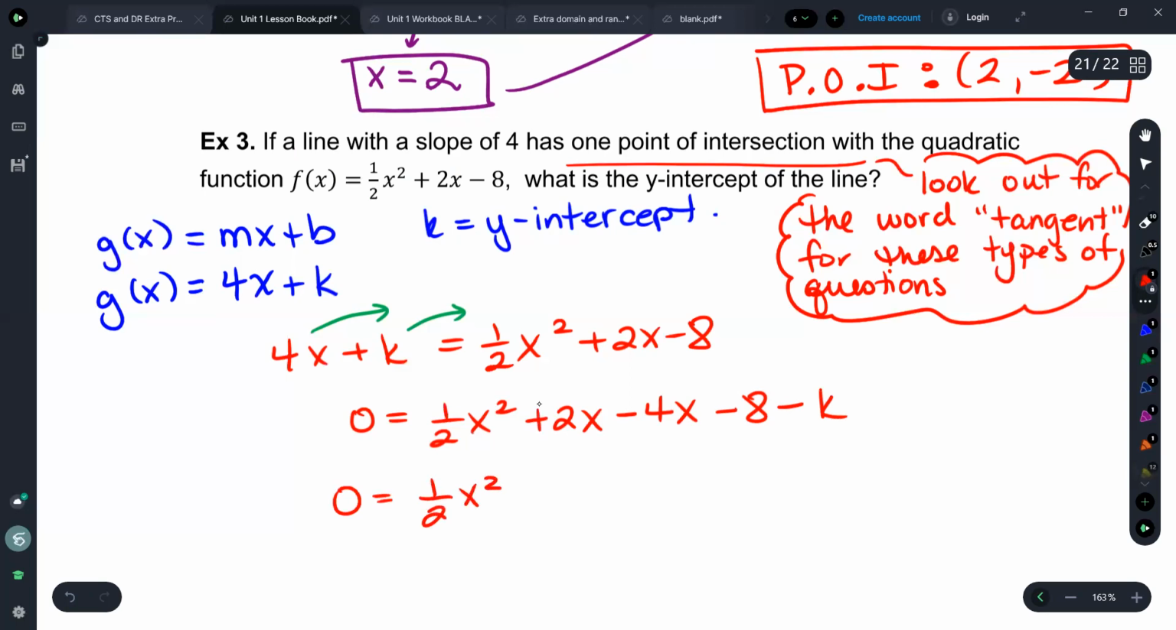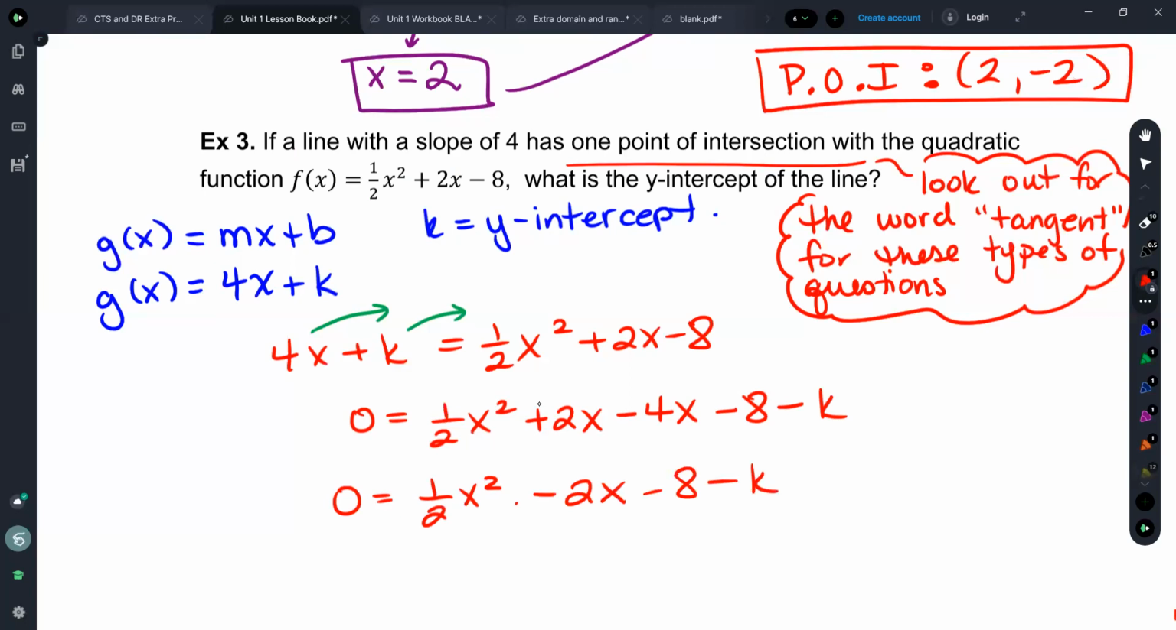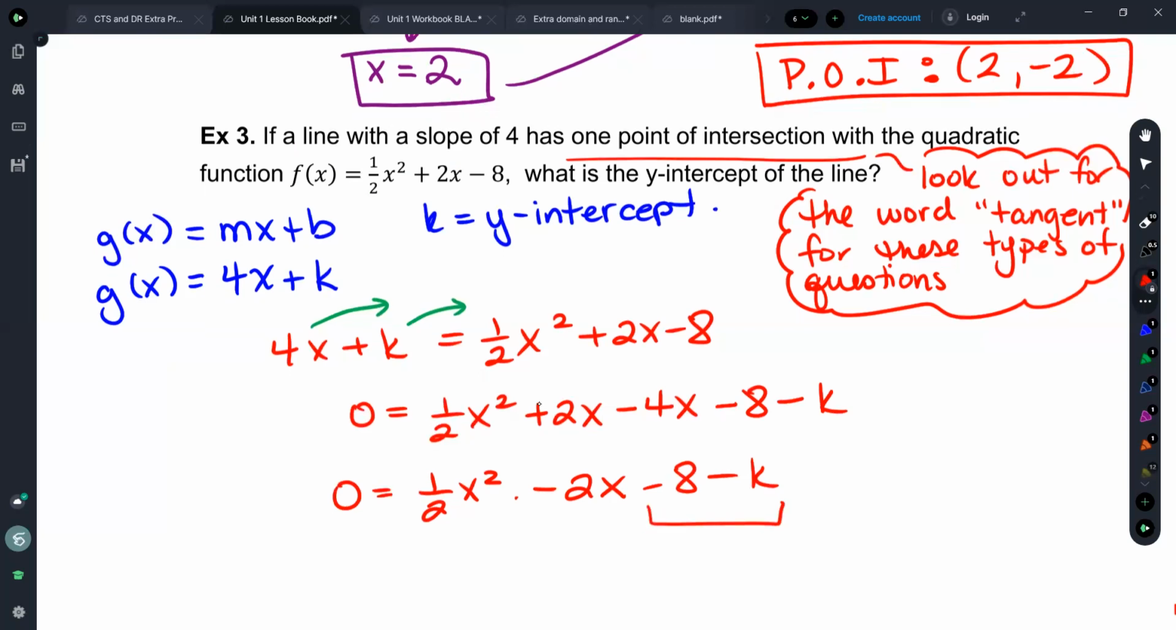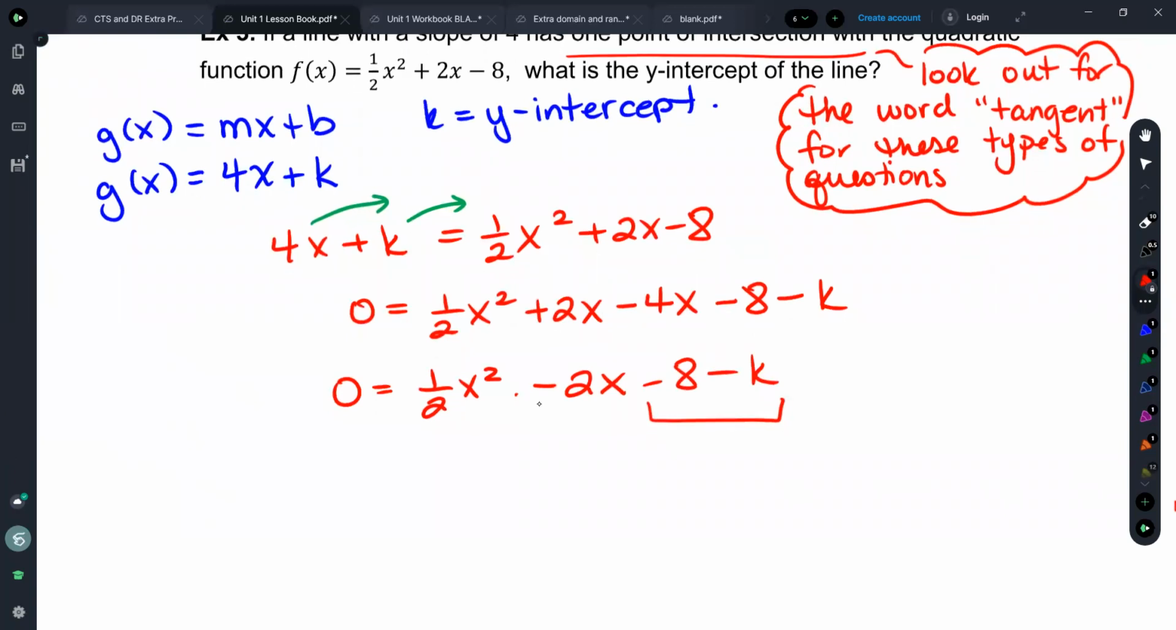Oh, sorry, this is plus. So yeah. And this is a constant term, meaning it doesn't have an x with it. So I'm going to gather these together. And this set right here, the -8 and the -k, that's going to represent the c value. I can't put them together because I don't know what k is yet, but that whole thing is the constant. It's like the c value. Okay, so follow steps 1 and 2 as usual.